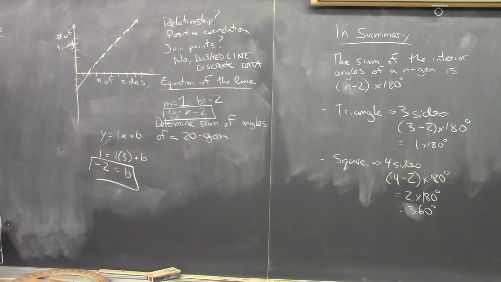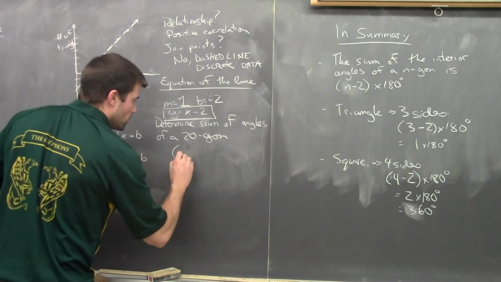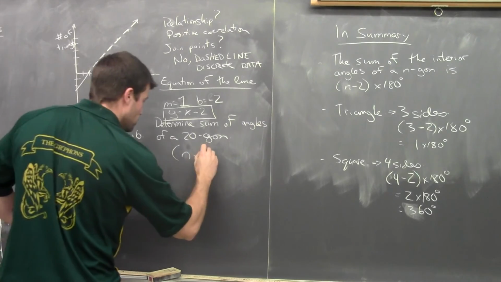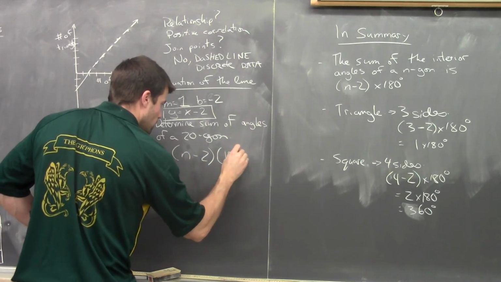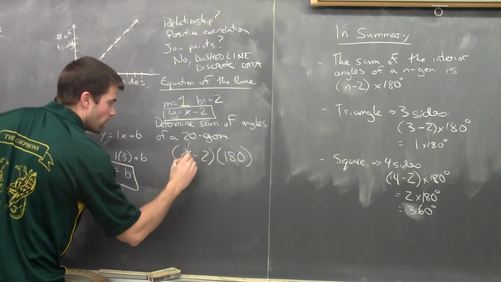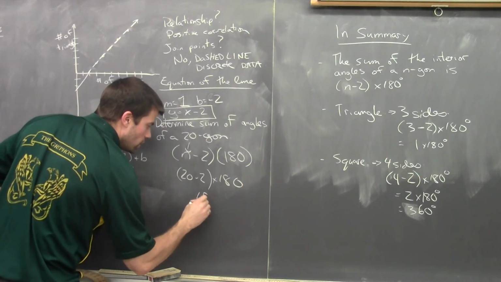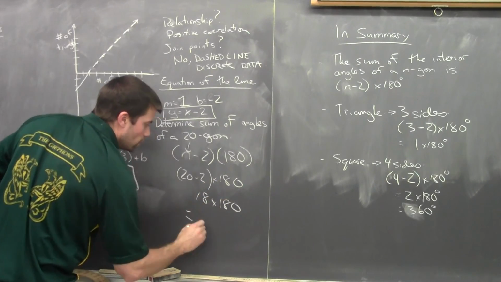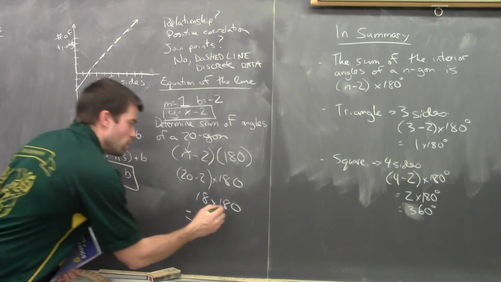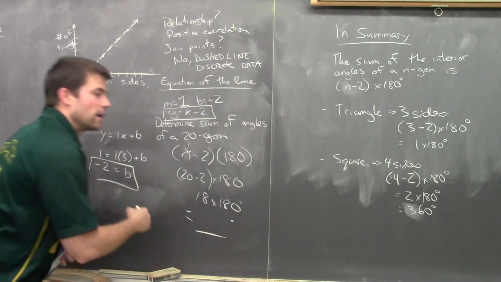Very good. Determine the sum of angles of a 20-gon. All right, so how would we do that? You would put x as, no, yeah, n is 20. So we have our nifty formula here that Daniel told us about, n minus 2 times 180. We're going to plug in 20 for n, so you have 20 minus 2 times 180. You have 18 times 180. Okay? That will give you your number of degrees in that 20-gon.